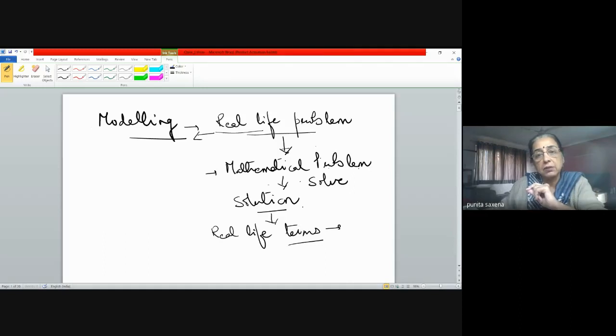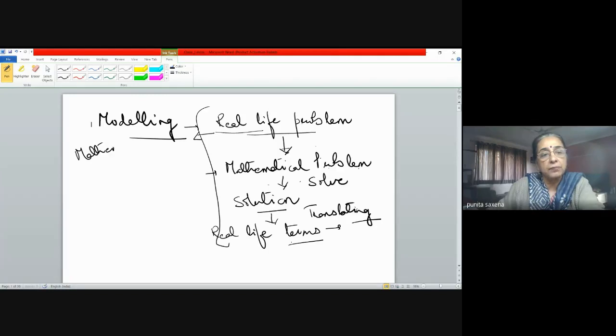There is disturbance. So once we have the solution with us, we convert it back to real life terms, and then we write the solution also in real life terms. So basically what you are doing is translating your solution into real life terms, right? This whole process is called mathematical modeling. Okay, so you are making a model, and what kind of model is it? It's a mathematical model. You solve it and you give the solution back, right?